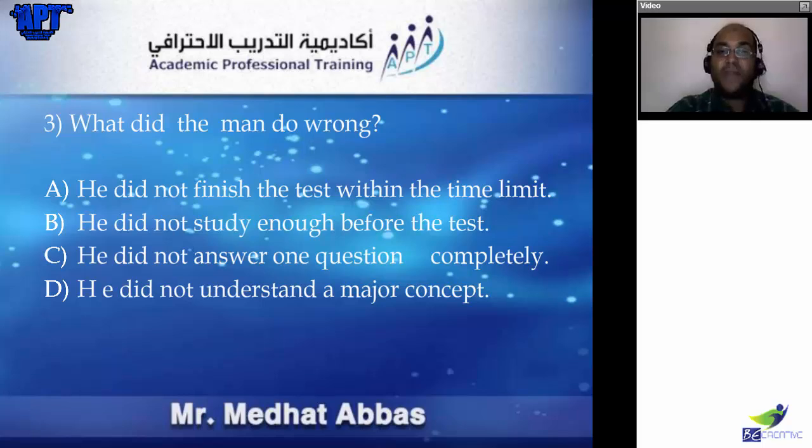Number 3, what did the man do wrong? The right answer, of course, it's easy to capture. Yes, letter C, he didn't answer one question completely. So letter C is the best answer for number 3.